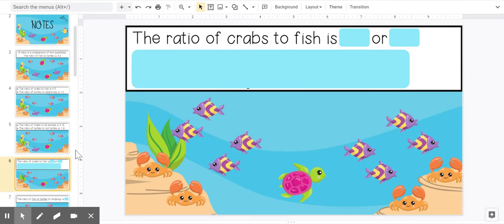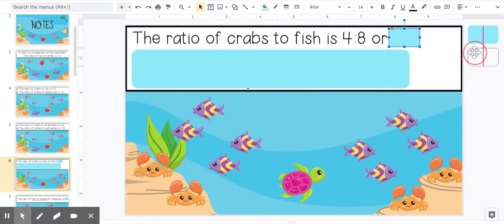The ratio of crabs to fish. Crabs, there's 1, 2, 3, 4. And for fish, there's 4 plus 4, which is 8. So 4 to 8. But we can simplify this. We can divide both 4 and 8 by 4. That's a common factor. Or you could also divide them both by 2 and by 2 again. And we would get 1 to 2.